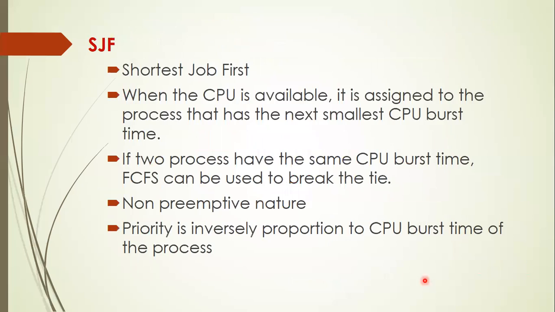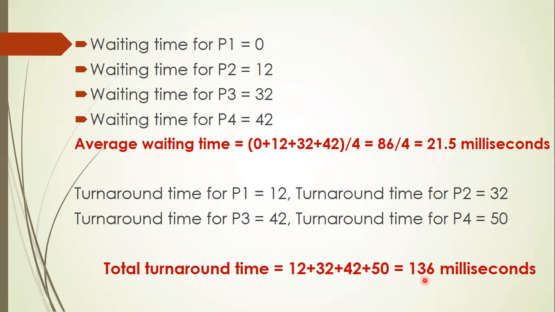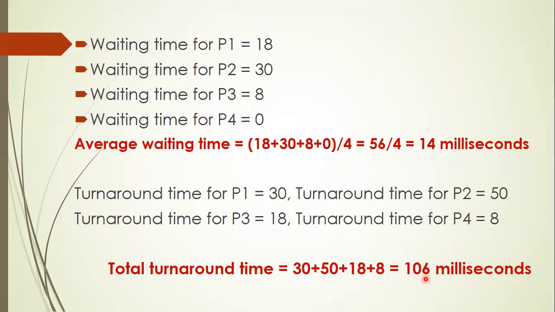In the previous case, in first come, first serve, the total turnaround time was 136. Here it has reduced to 106 milliseconds. So both average waiting time as well as turnaround time, we got lower values in case of SJF when compared to first come, first serve. But this may not be true always.